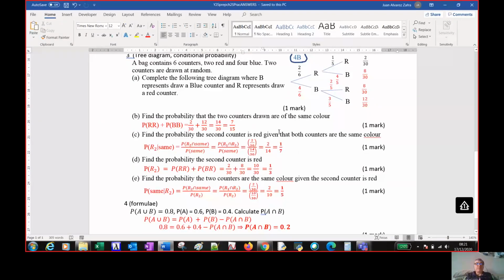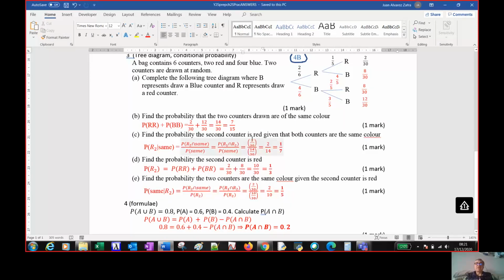Part B, find the probability that the 2 counters drawn are the same color. So they could be red, red. So we want the probability of red and red. I've missed out the and here, but that's fine. That's conventional. If you write letters next to each other, that means and. A bit like multiplying in arithmetic. Or the probability of them both being blue. So we add the 2 probabilities because they can't both happen at the same time. So the probability of both being red is 2/30. The probability of both being blue is 12/30. The probability of one or the other is 14/30, which is 7/15.